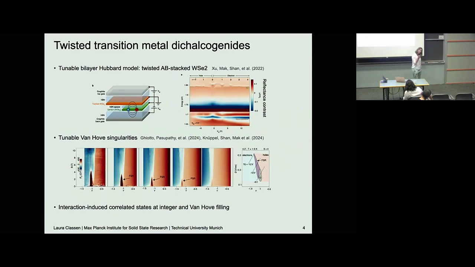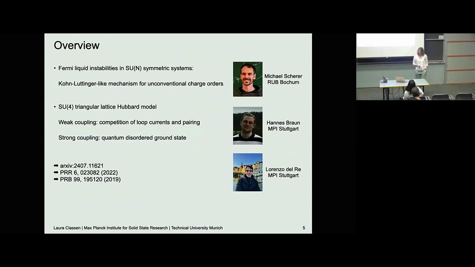But even more generally, going away from SU(4) in these Moiré TMDs, interesting correlated phases do not only appear at integer fillings, but also at Van Hove fillings. And here you see one example, and these Van Hove singularities that you have there are also tunable, for example, by displacement fields. So this is why we wanted to look into this SU(4) triangular lattice Hubbard model, both from weak and strong coupling. Weak coupling meaning the Van Hove scenario, strong coupling going into a really strongly interacting Heisenberg model.